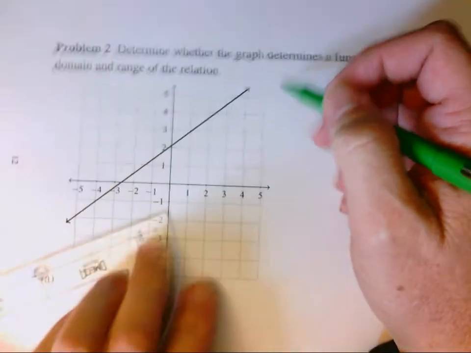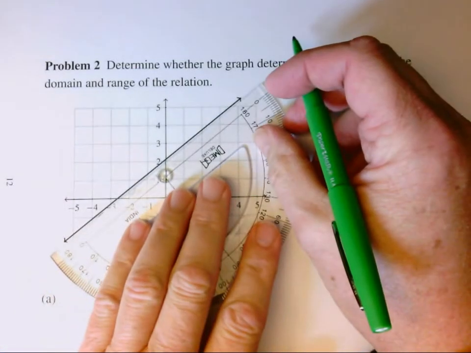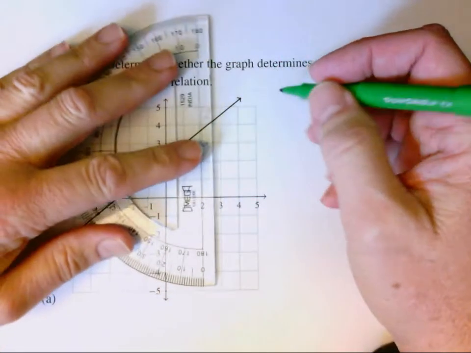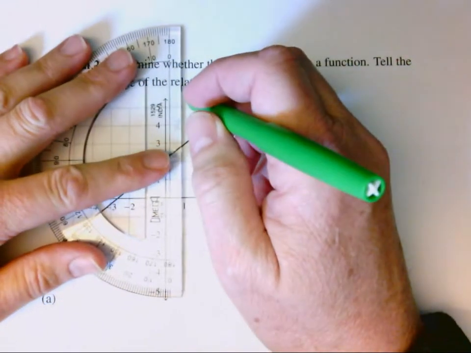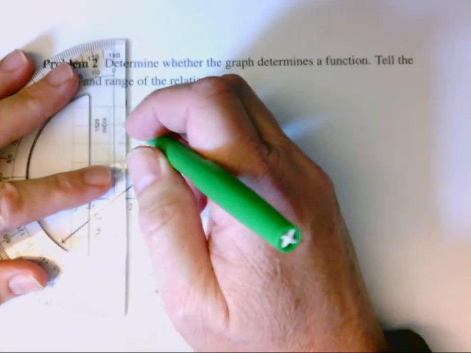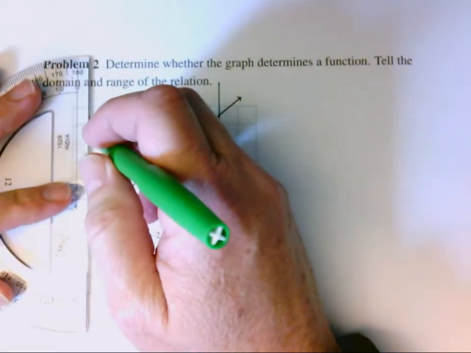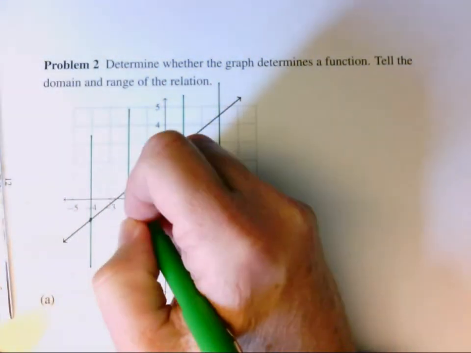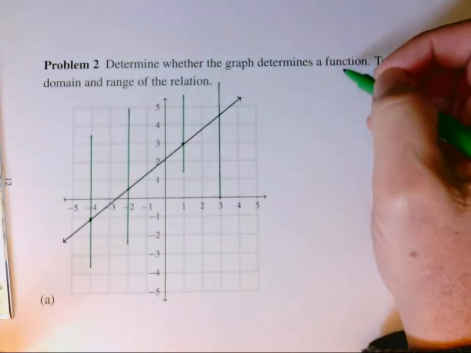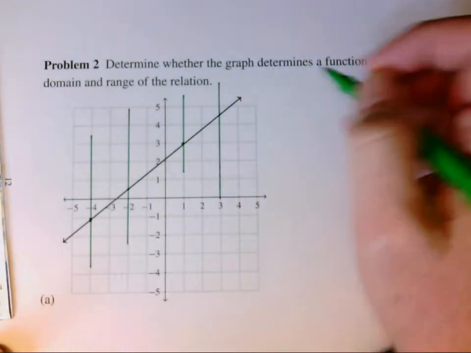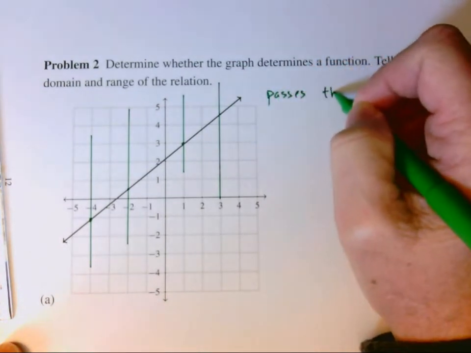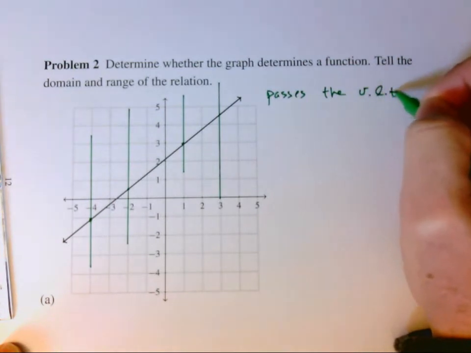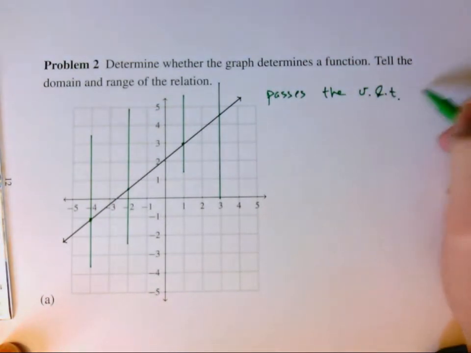Well, this looks for all the world like a line. We can test whether it's a function using the vertical line test. Does any vertical line intersect the graph of the function in exactly one point? And there are several representatives. It looks like every time you draw a vertical line, you're only going to hit this thing once. So we can pretty much declare that this passes the vertical line test. So notice how mathematicians spell vertical line test, because we're lazy.